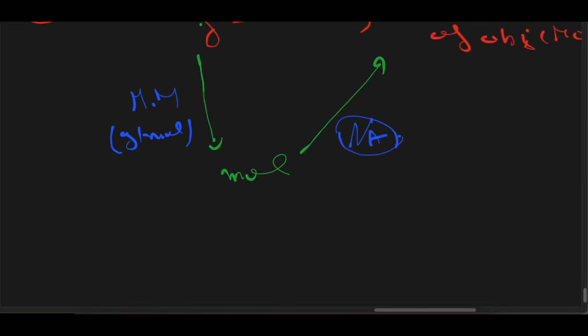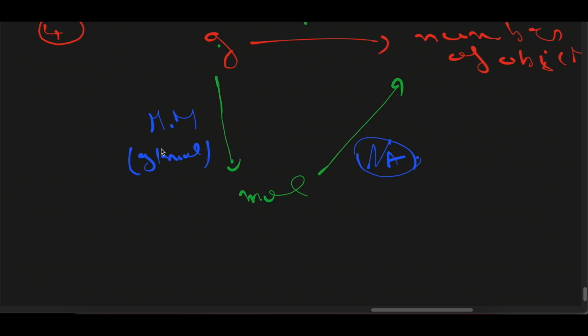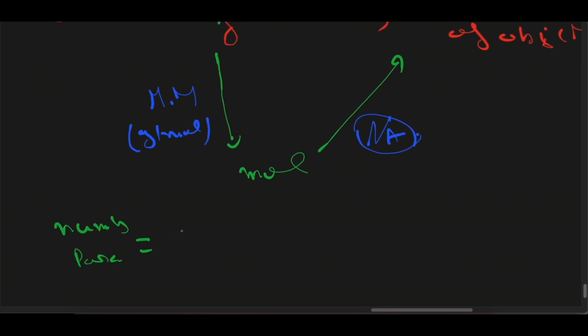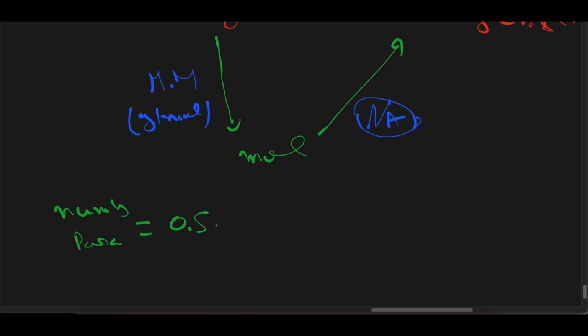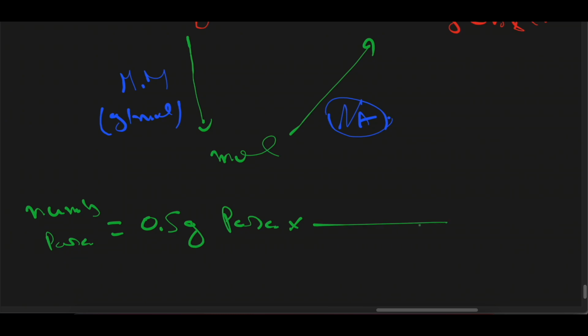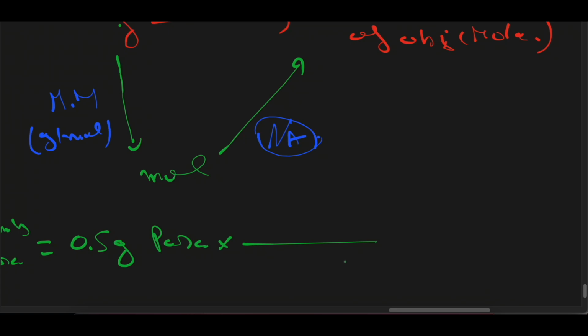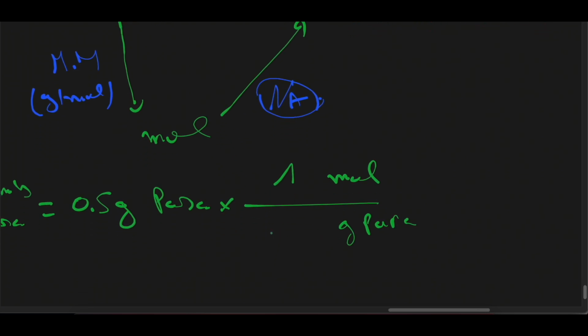So here we are asked to determine the number of paracetamol molecules. We start with 0.5 gram of paracetamol. We multiply by a conversion factor that involves the gram and mole. So here we have gram of paracetamol and mole of paracetamol. Here we have 1 mole of paracetamol. It has a mass of 151.18 gram of paracetamol.